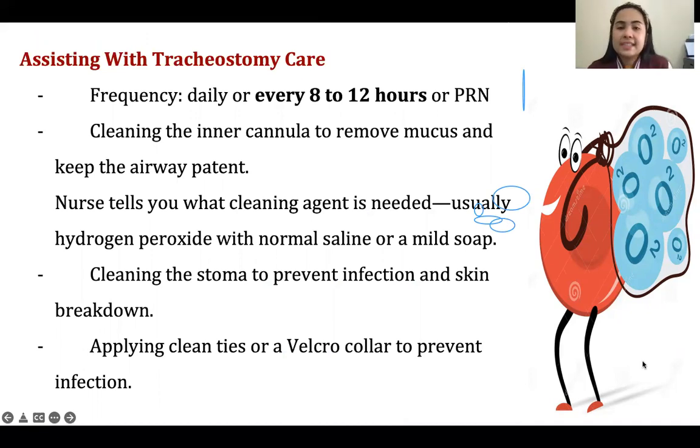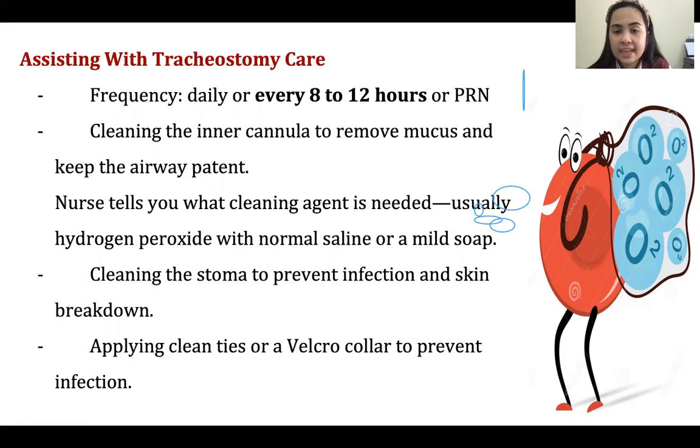Then, how will we assist in tracheostomy care, guys? As nursing assistants, we can assist in tracheostomy care together with the nurses. So what is the frequency of doing this tracheostomy care? We should do it daily or every 8 to 12 hours or PRN. If it's blocked with sputum or secretions, we should do it on a PRN or as-needed basis, because if we do not, it will block the airway and the patient will be in trouble. Then cleaning the inner cannula removes the mucus and keeps the airway patent.